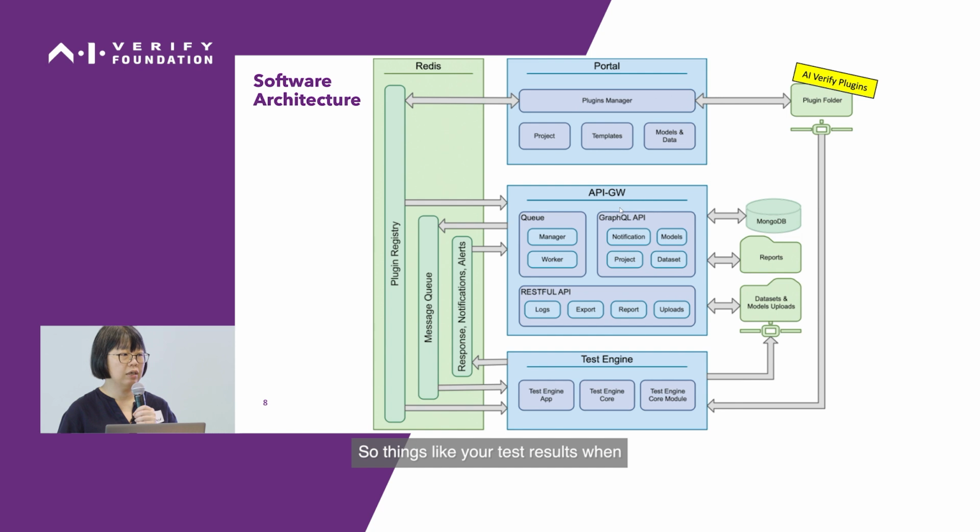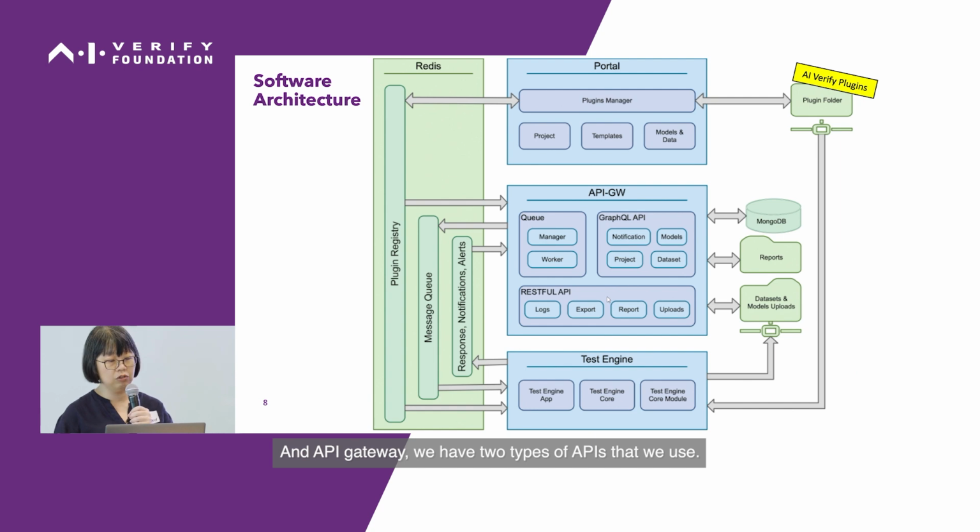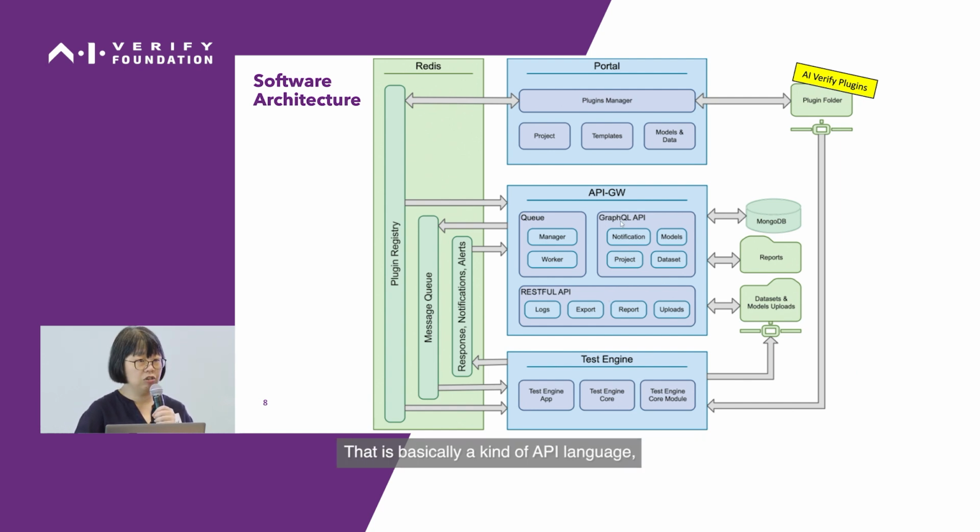So things like your test results when you finish executing the test, as well as, for example, when we are running a project and there are user inputs like the process checklist, the information is all saved inside MongoDB itself. And in the API gateway, we have two types of APIs. The main one is GraphQL, basically an API language that allows users to query the API gateway for information like the list of projects and the list of reports.